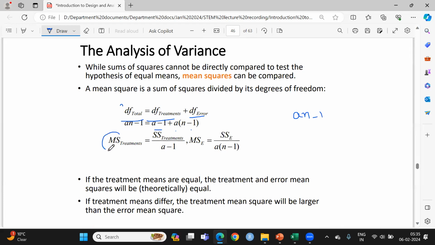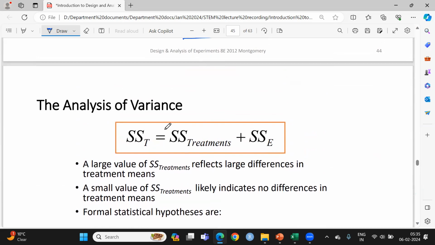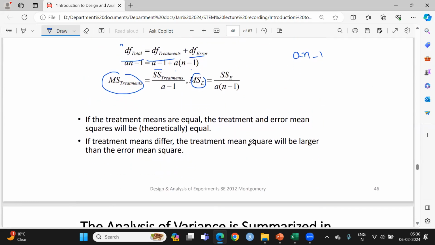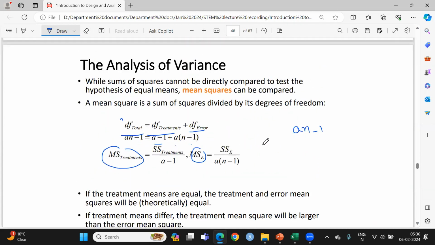For that, we need the value of the mean sum of squares of treatment and the mean sum of squares of error. So first you have to solve the sum of squares of treatment, using the formula that we have written here. We put values in this formula and this formula. When we divide the sum of squares of treatment and the sum of squares of error by their degrees of freedom, you get the mean sum of squares of treatment and of error. When you take the ratio of these two terms, mean sum of squares of treatment in the numerator and mean sum of squares of error in the denominator, this is called the F statistic.